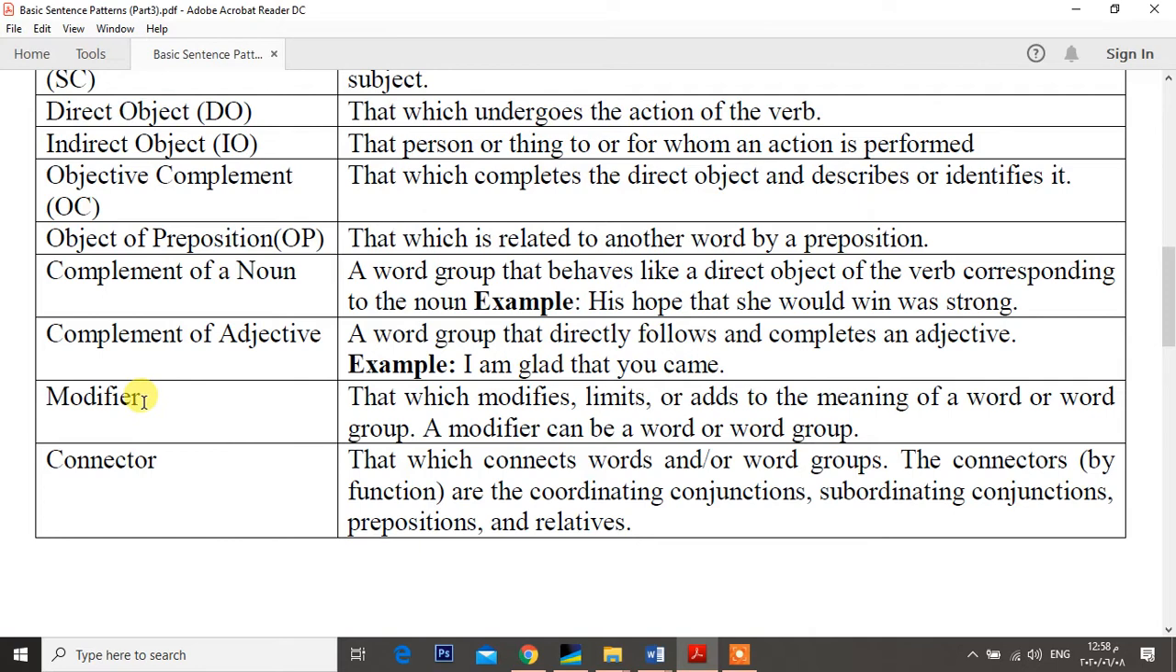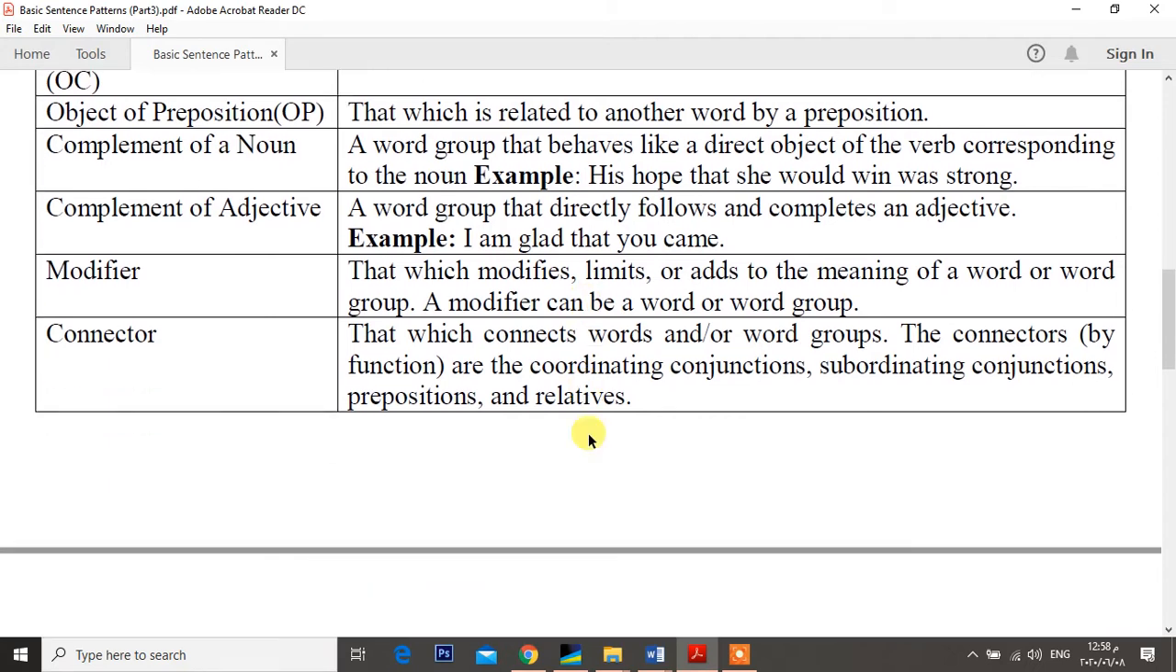The next one, modifier. That which modifies, limits, or adds to the meaning of a word or word group. A modifier can be a word or word group. And I think we had talked about the modifier in our previous chapter. Connector. That which connects words and or word groups. The connectors by function are the coordinating conjunctions, subordinating conjunctions, and prepositions and relatives. And it's not so important here, the connectors.